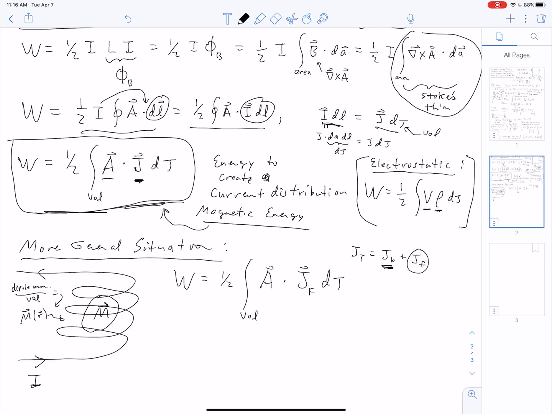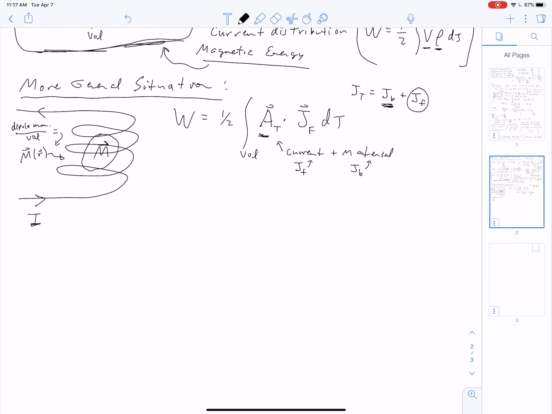But the vector potential, that's where the material can come in, because this vector potential here is the total vector potential, which arises from not only the current, but the material also, everything. So that would be J free plus J bound. So this is the vector potential for everything. And this is the expression for the work to ramp up the current in that inductor.